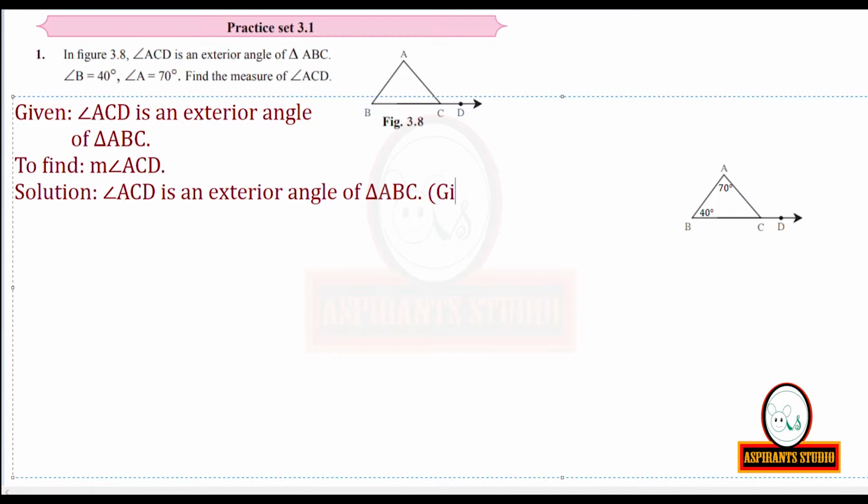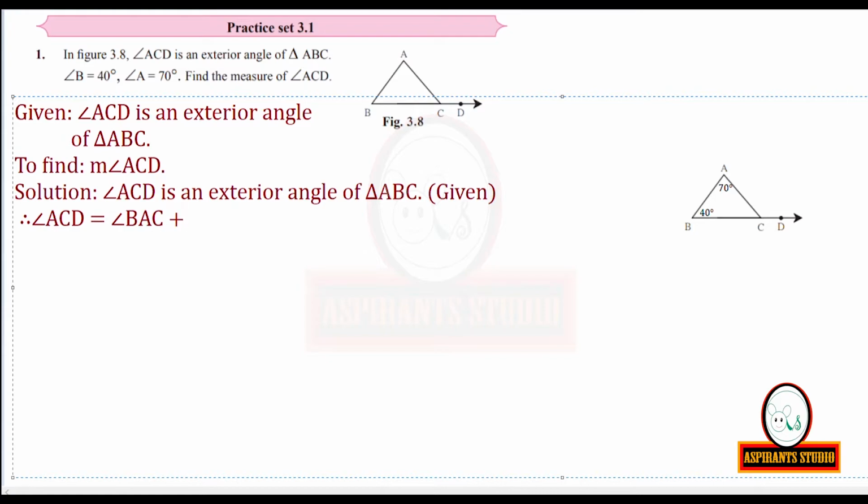You know the theorem of remote interior angles. The measure of an exterior angle of a triangle is equal to the sum of its remote interior angles. Here, angle ACD is an exterior angle of triangle ABC. The remote interior angles will be angle BAC and angle ABC.